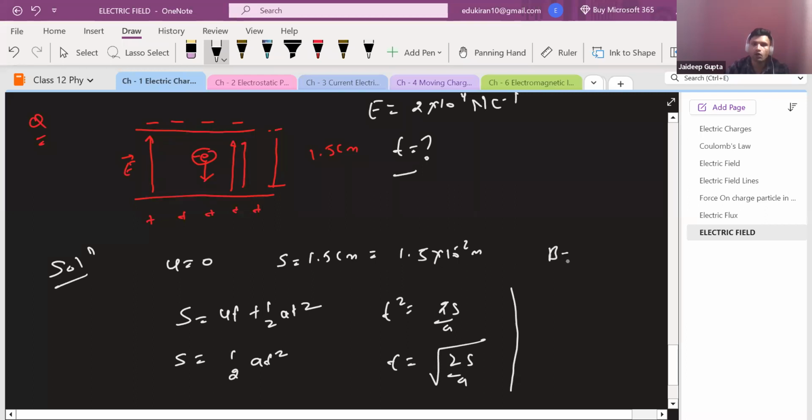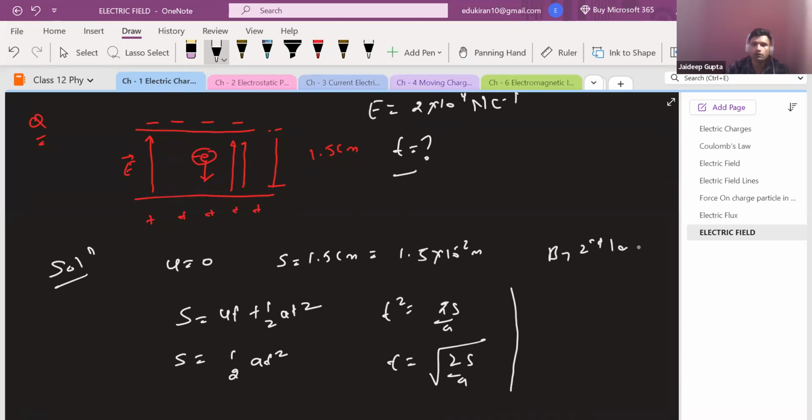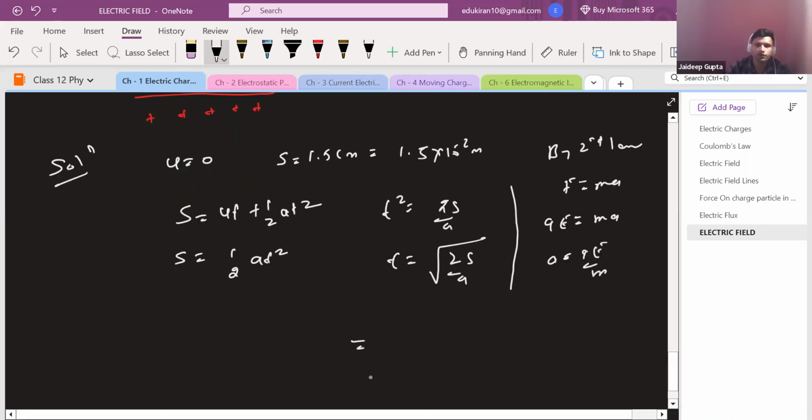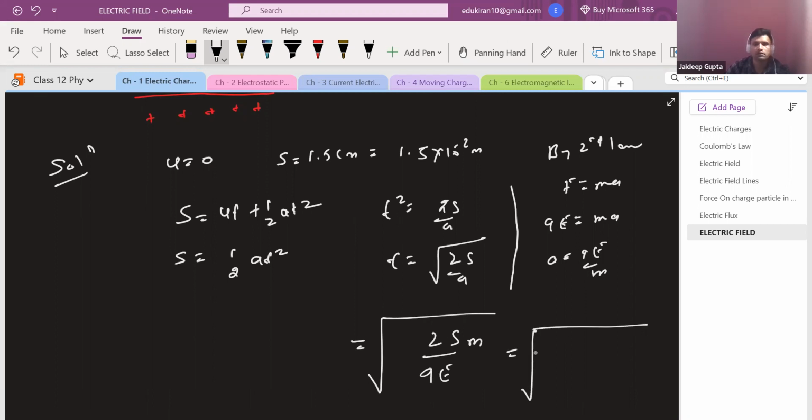So by second law, F equals to ma, and if a charge is placed in electric field, then the force experienced by the charge is equals to QE, equals ma. So a equals QE over m. Now substitute in 2s m over QE. Now substitute the value and let me know the answer.